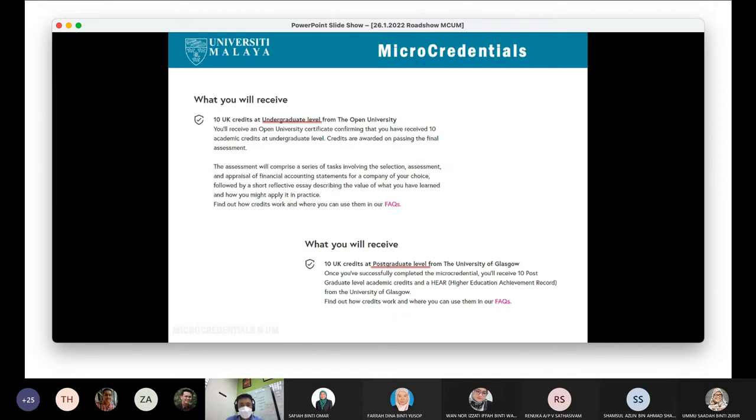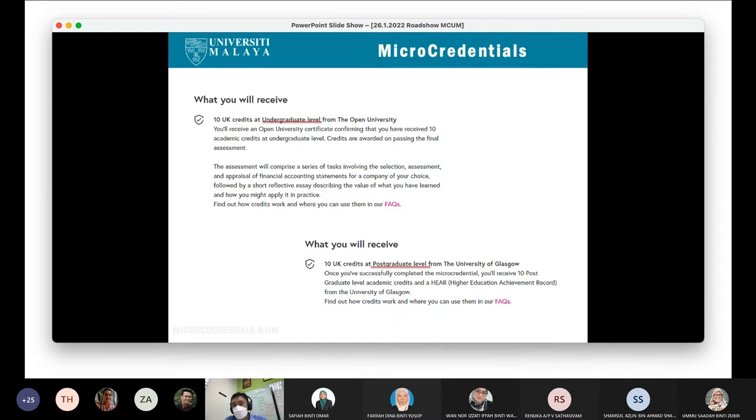Next page. So this is an example of the UK credits that you will get. In Malaysia, based on the credit transfer calculation, 10 UK credits is around 3 credits of our calculation. You can see from the first example, 10 credits from Open University at the undergraduate level. And the next example, the one at the bottom, is at the postgraduate level. It's also 10 UK credits, which is equivalent to our 3 credits here in Malaysia.